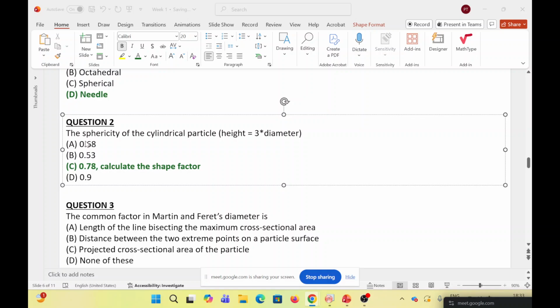So 0.78 is the answer, and if you have any doubts, please let me know. We can solve it once again. Apart from the calculation of sphericity, how do you calculate shape factor? I gave the formula for shape factor while discussing the concepts.